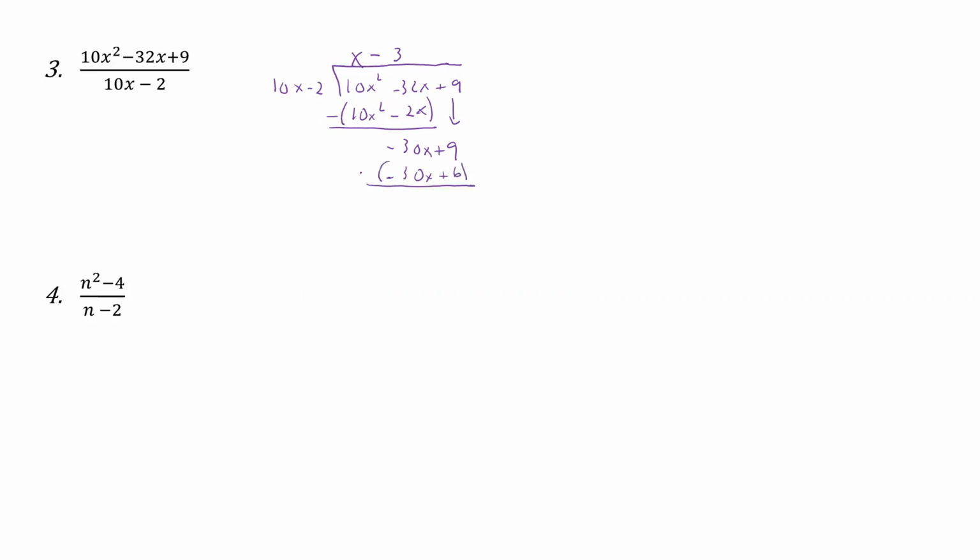Now we subtract that whole thing off, so when we add those, they cancel. 9 minus 6 is 3, and that's our remainder, so it's going to be plus 3 over 10x minus 2. So our final answer is x minus 3 plus 3 over 10x minus 2.